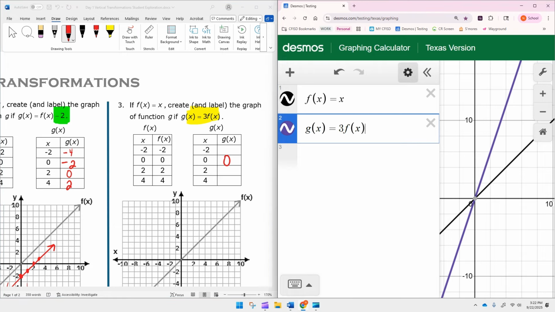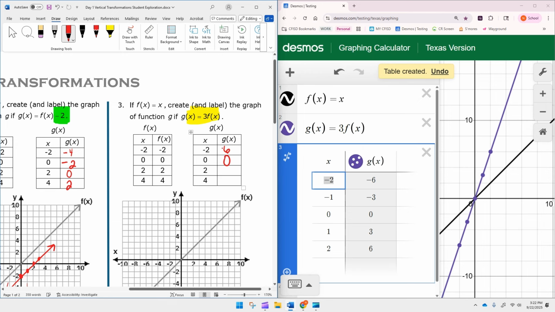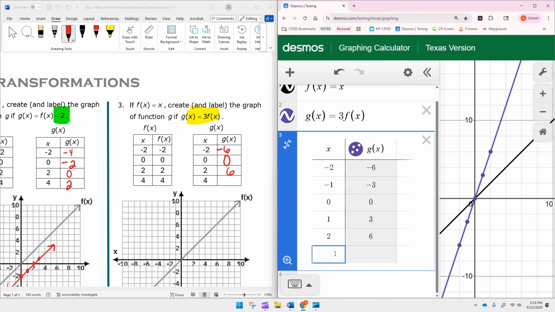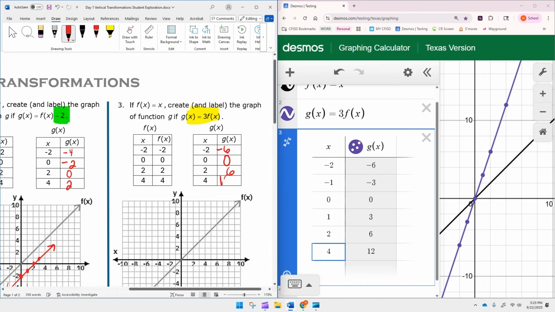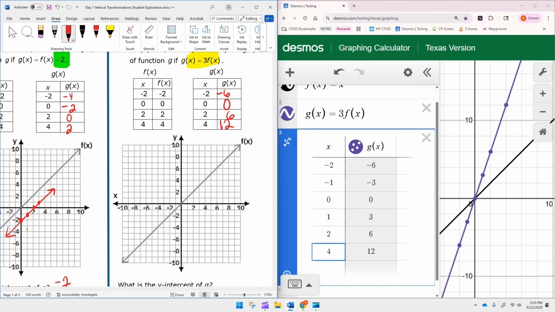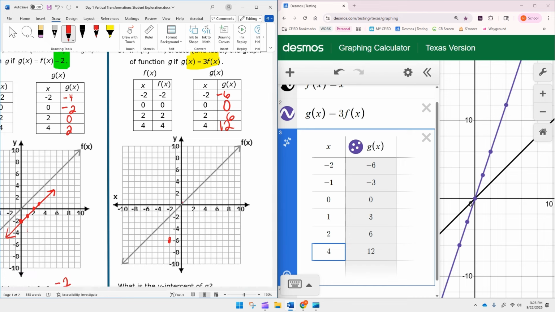If I convert the second function to a table, we have -2 is now -6 for our output, 0 is 0, and then 2 is 6. And then let's type 4. 4 is going to give me 12. So if I go down here and graph, we're going to plot -2, -6. We're going to plot 0, 0, and we're going to plot 2, 6. And we can't plot the other point, but that's okay. We only really need 2 points to graph the slope of the line.